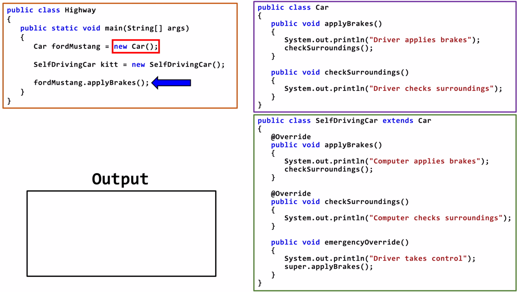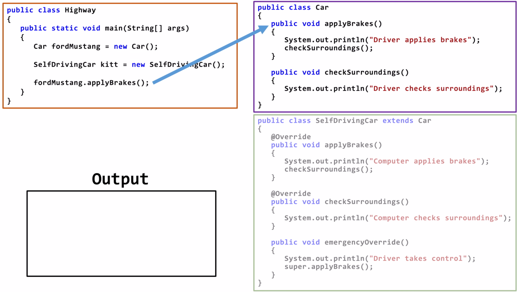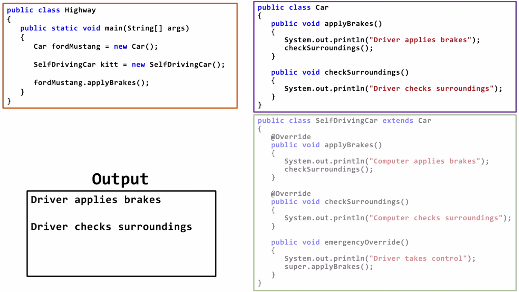fordMustang is pointing at a Car object, so we don't even need to think about the SelfDrivingCar class. We call applyBrakes. It outputs "driver applies brakes." It calls another method, checkSurroundings. It outputs "driver checks surroundings," and the program completes.